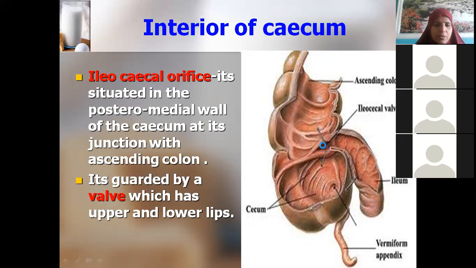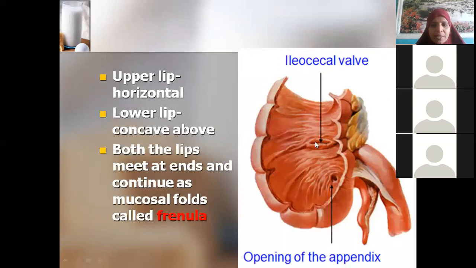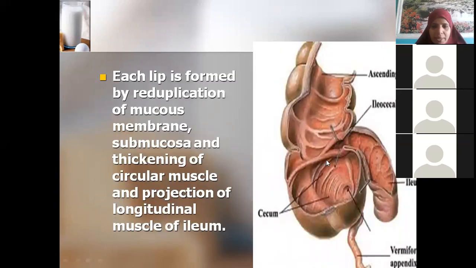Which are also called as frenulae. So like this it looks exactly. The upper lip is more or less horizontal and lower lip is actually concave above. Both the lips are meeting at ends, and they are continuing as folds. These folds are actually called as frenula.